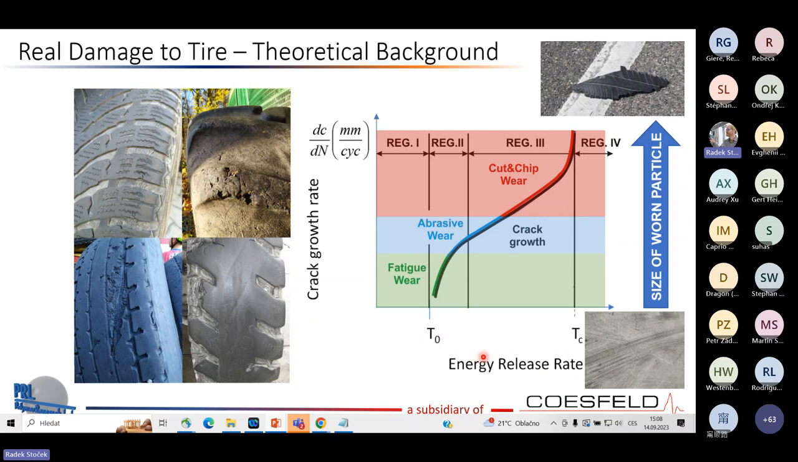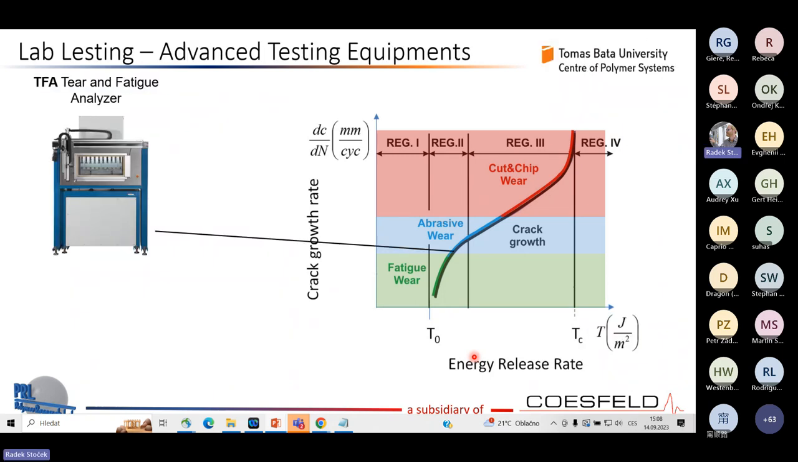So the next point is that, of course, with a crack growth rate increase, the size of worn particles increases as well. Yeah, from a nanometer up to centimeters. Okay, and how to determine and describe this in a laboratory? We have a set of unique equipment which can do that very efficiently. Firstly, there is the tyre fatigue analyzer which can completely describe the Paris-Erdogan curve or fatigue crack growth curve. This is the black one from the T0 up to TC.